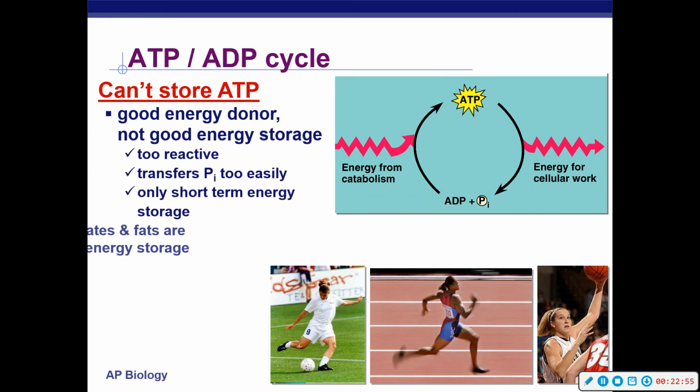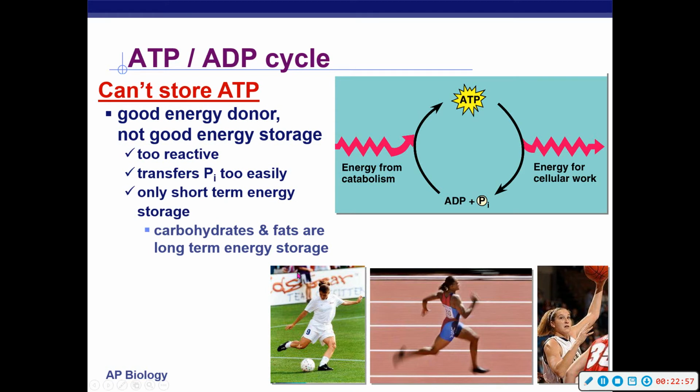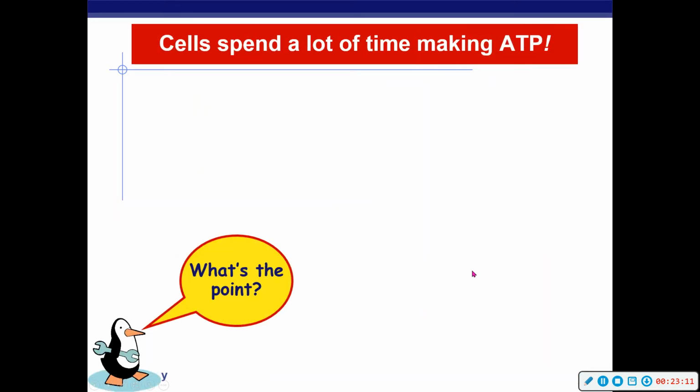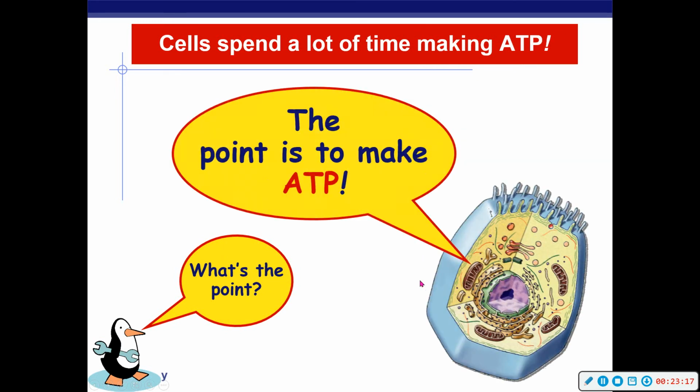Again, we cannot store ATP. It's too unstable. But to give you an idea, a working muscle recycles over 10 million ATPs per second. Yikes. Glucose is the fastest to do that, but we can use other macromolecules as well. So it's easy to say that cells definitely spend a lot of time making ATP in their mitochondria, and actually it's recycling ADP and Ps to make ATP. So now you know that a little more specifically, that the mitochondria is a recycler.